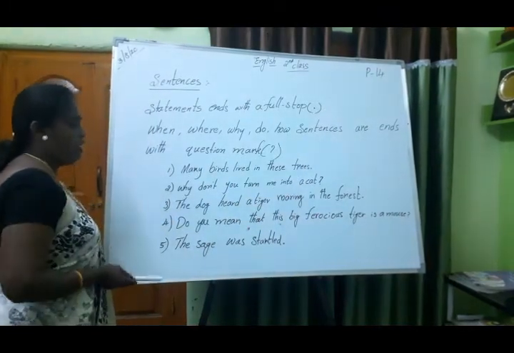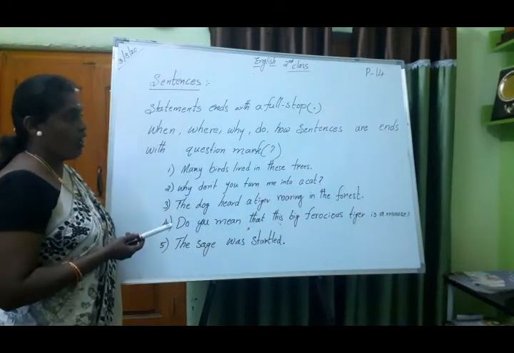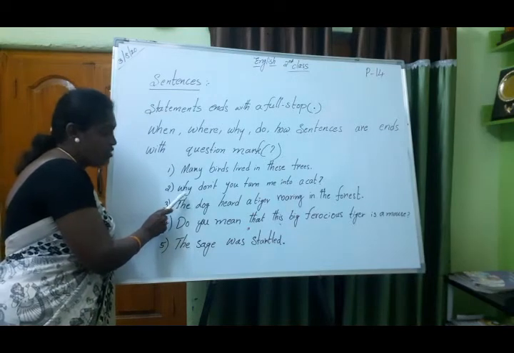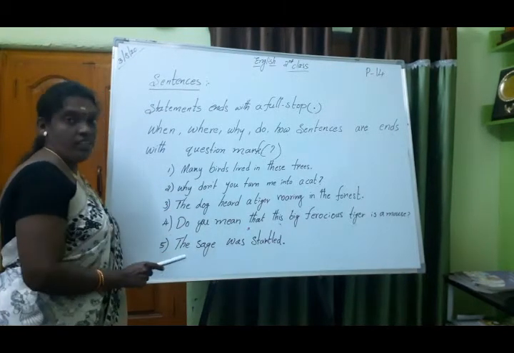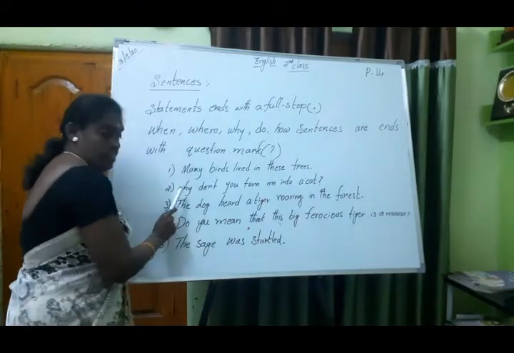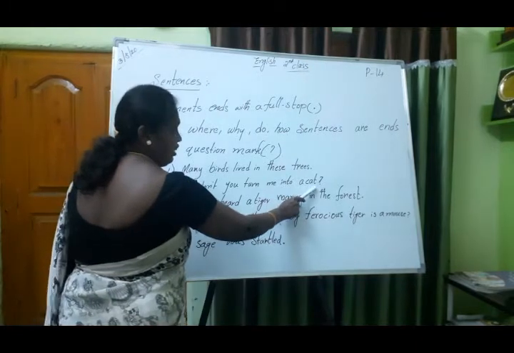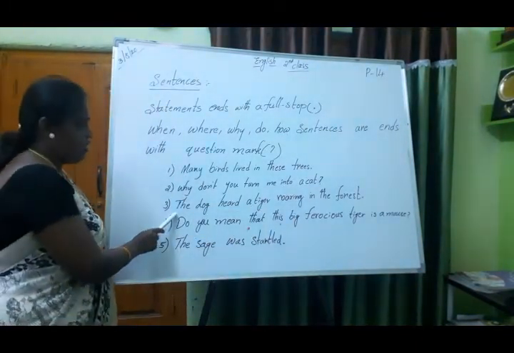The second one says, why don't you turn me into a cat? So here the sentence starts with why. What does this sentence end with? What, children? When the sentence starts with why, the sentence will end with a question mark. Yes, children?